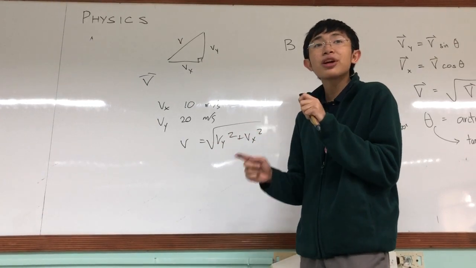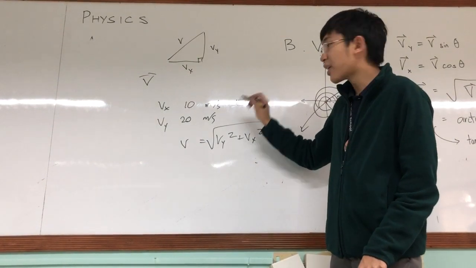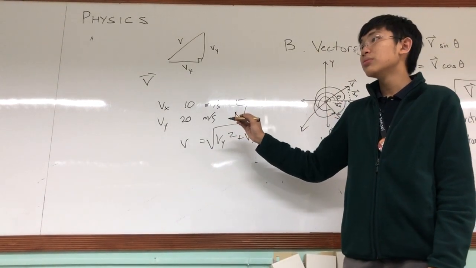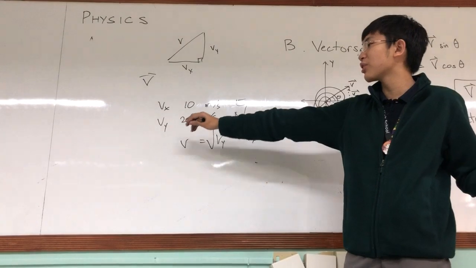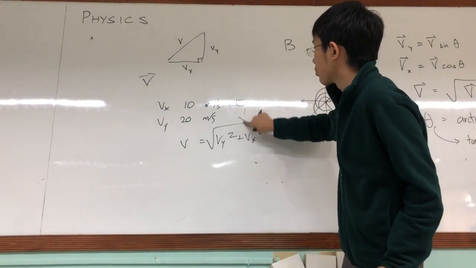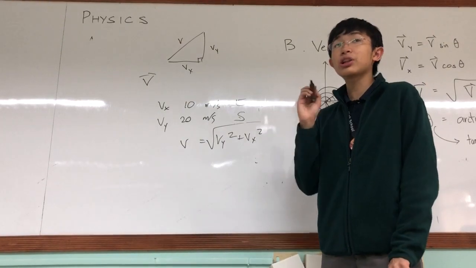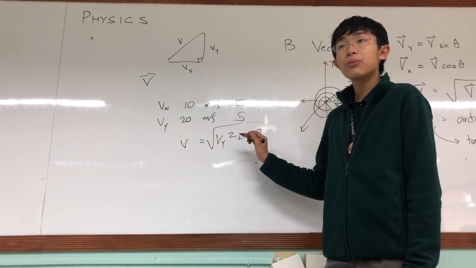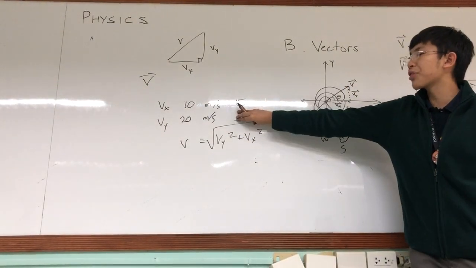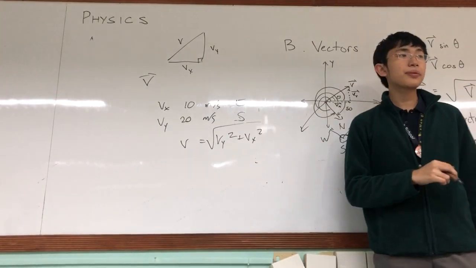However, let's say v sub x is 10 meters per second east, and our v sub y is 10 meters per second north. It still works, right? What if this becomes east and south? What value do we plug into this formula? If it's east and north, we just plug it in as is, because that's north and that's east. What if it becomes south?